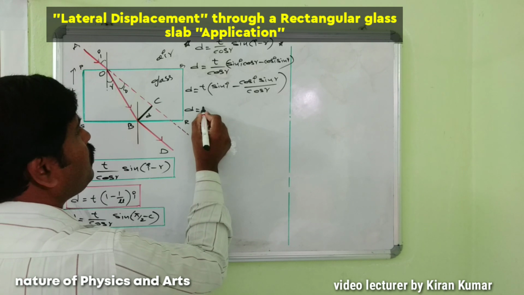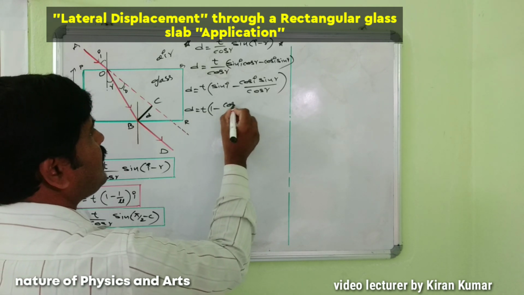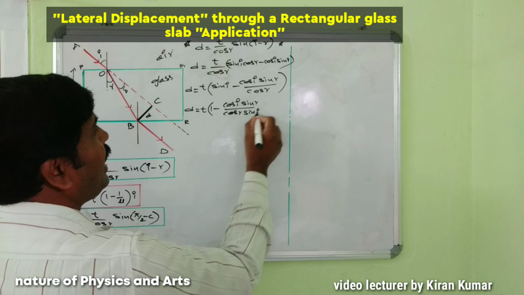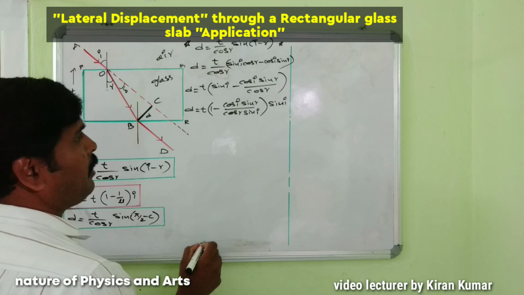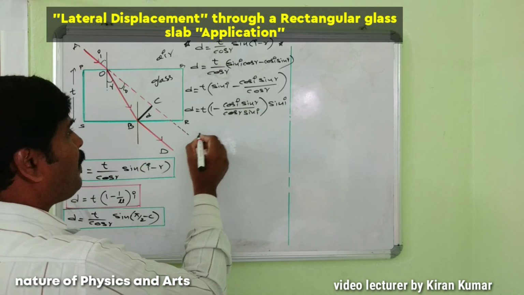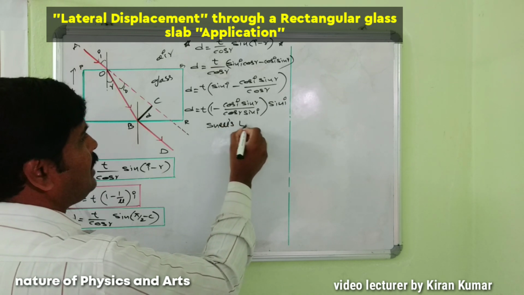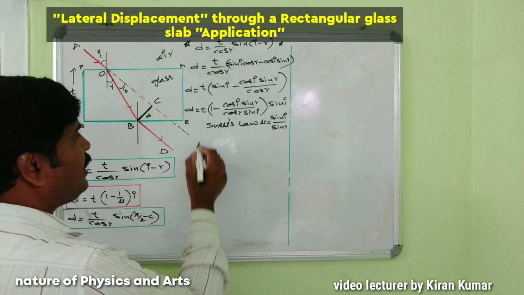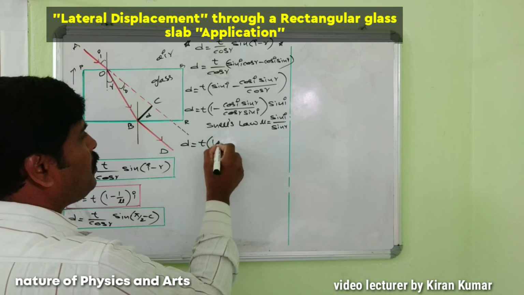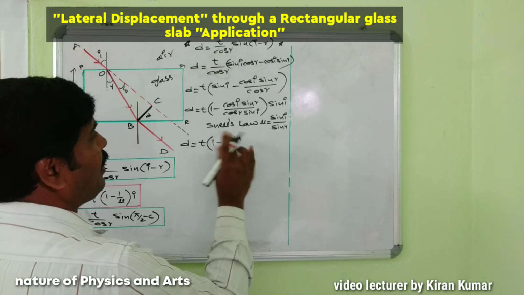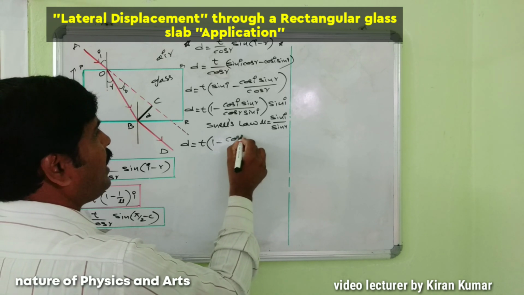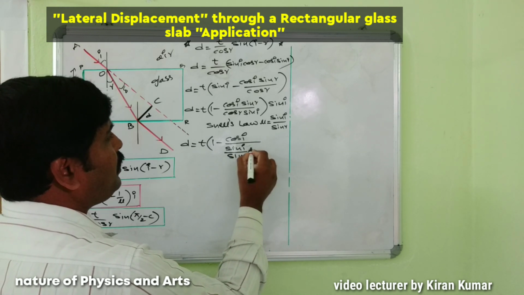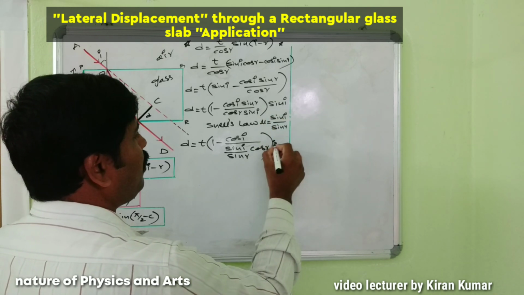So d is equal to t into 1 minus cos i sin r divided by cos r and sin i. Sin i is common. Try to understand here, and we are applying Snell's law. According to Snell's law, mu is equal to sin i divided by sin r. Rearranging this equation, d is equal to t into 1 minus sin r, cos i divided by sin i, divided by sin r into cos r, the remaining value is sin i.